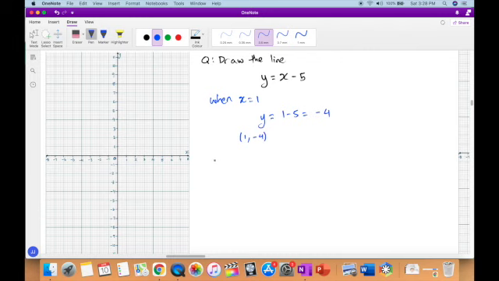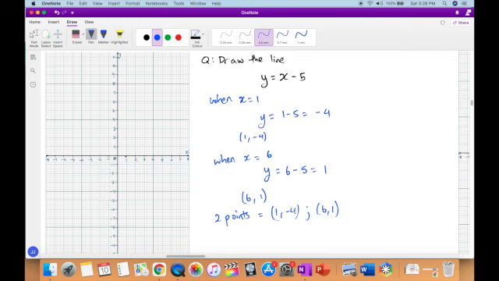Let's go with when x equals 6. Y is equal to 6 minus 5, which is 1. So when x is 6, y is 1. So the 2 points are (1, -4) and (6, 1). Right? So let's plot these things here.